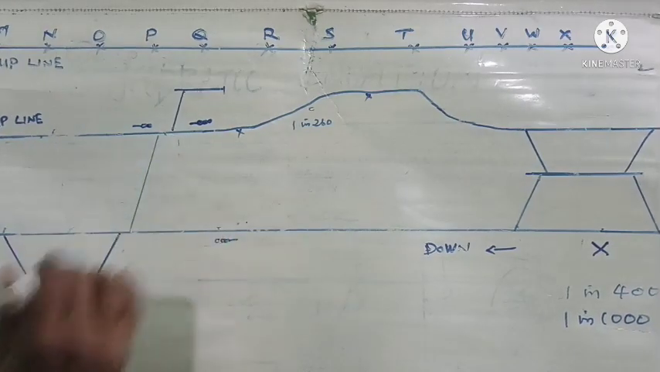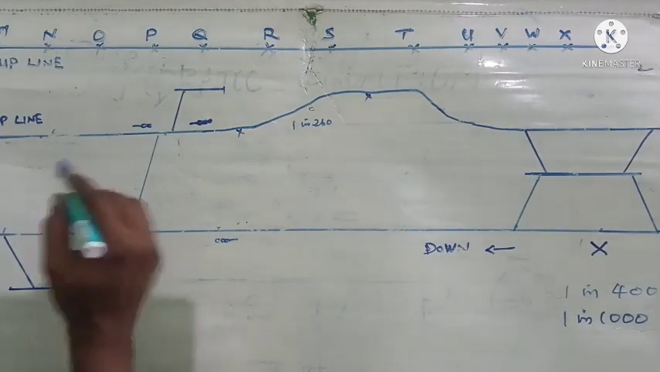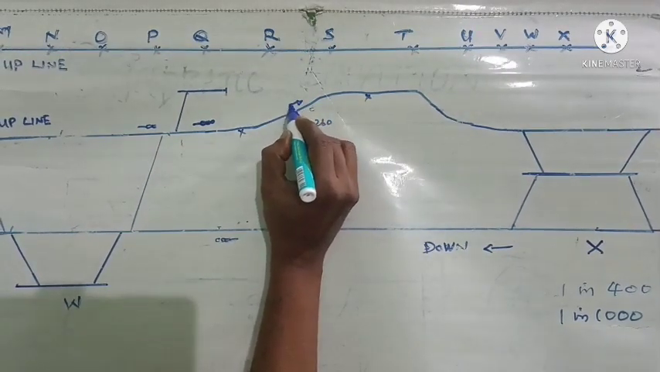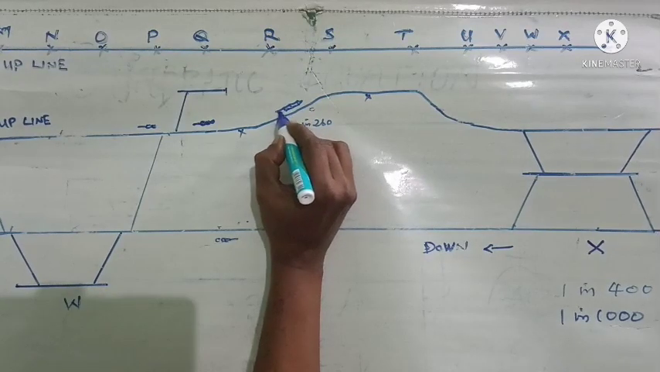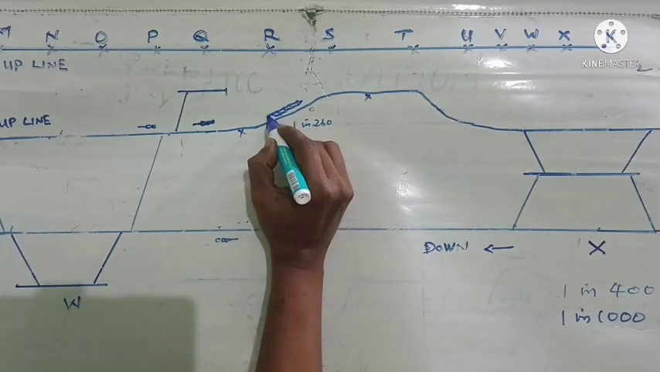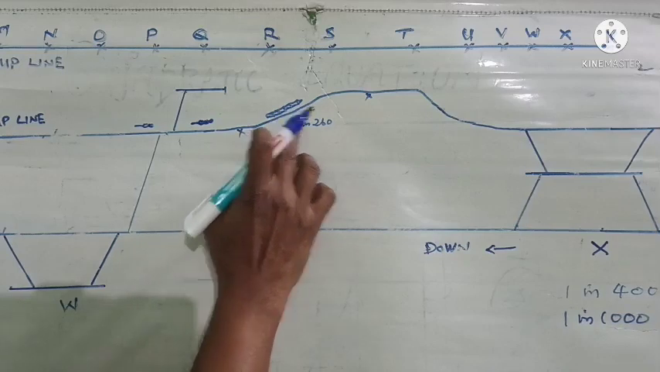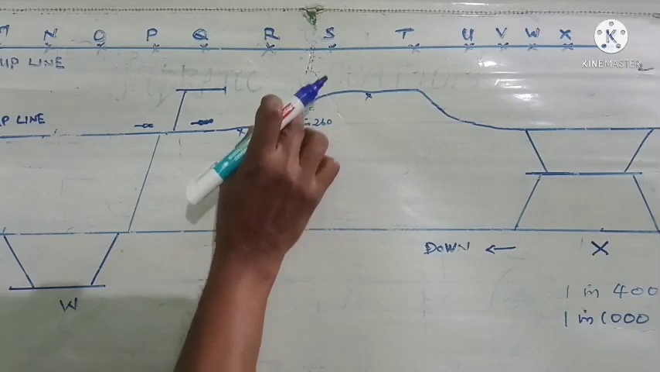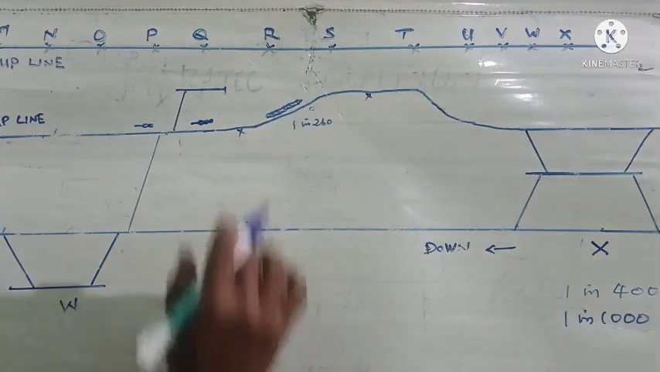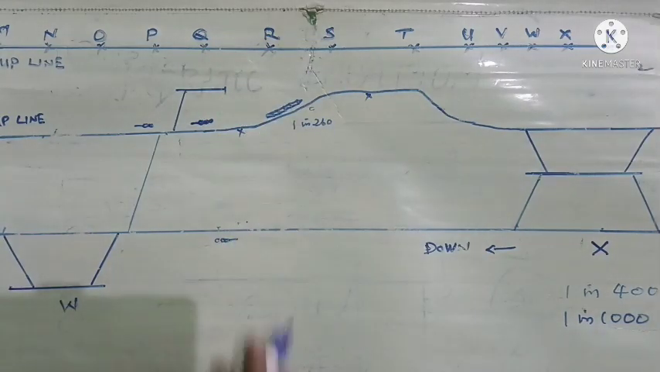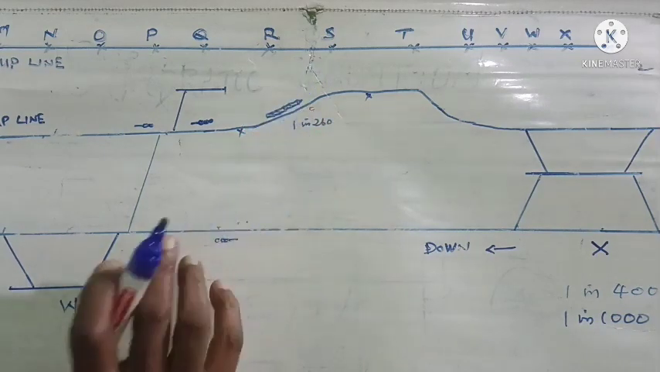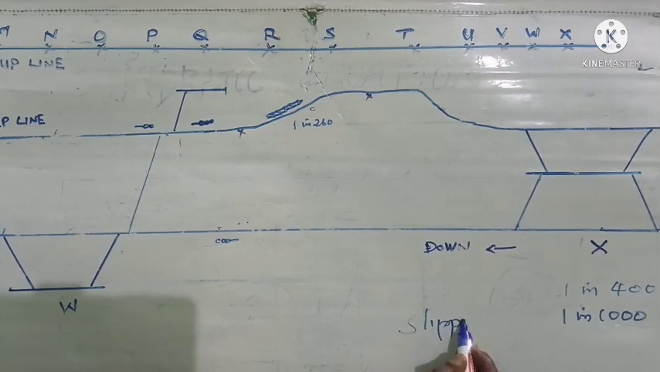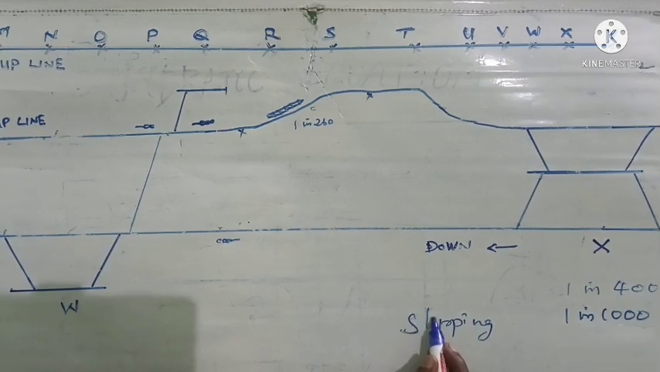Our train has left station W, and it is proceeding, and it is here in this gradient. Our train is trying to negotiate this 1 in 260 gradient and it is trying to move, but the train got stalled there, it got stopped there, because the wheels of the engine began to slip. That is wheel slipping, we will call it wheel slipping.